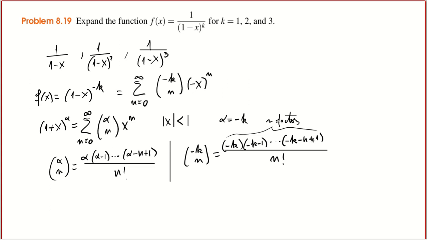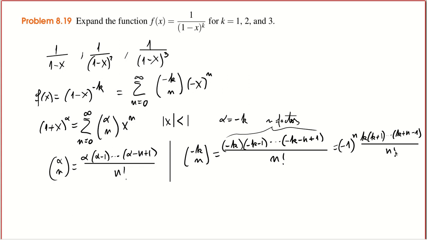So we can take out the negative sign as minus 1 to the n, one negative per each of these factors, right? So we have minus 1 to the n, and then we rewrite the factors as positives. So we have k, k plus 1, k plus 2, etc., and the last one is k plus n minus 1. And down here I have n factorial.